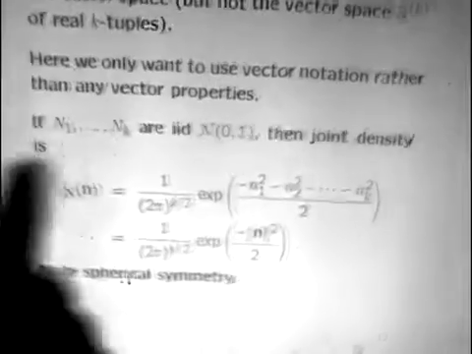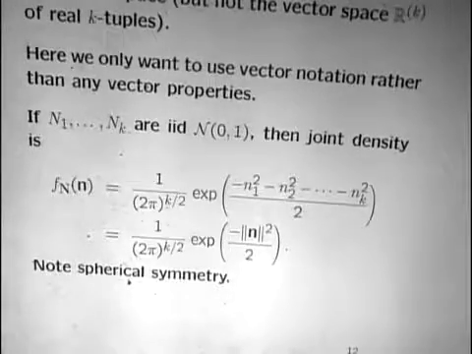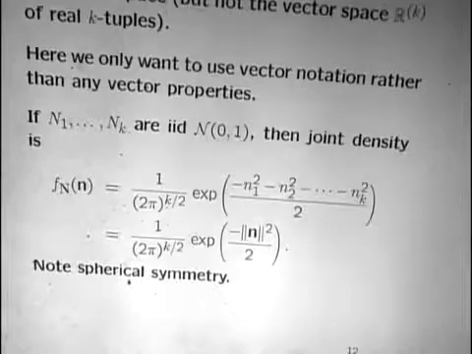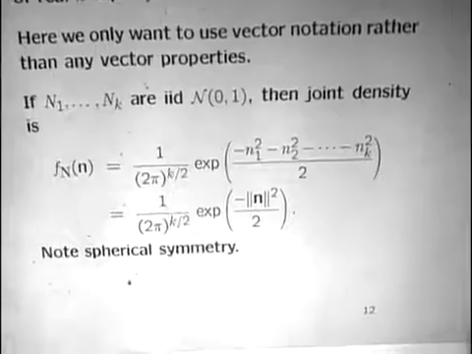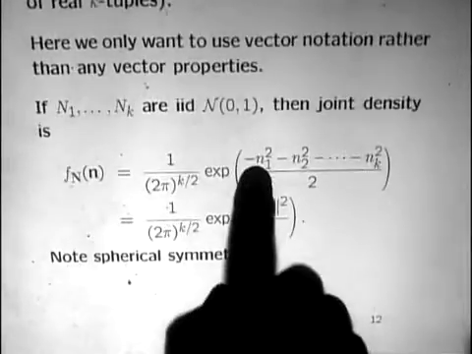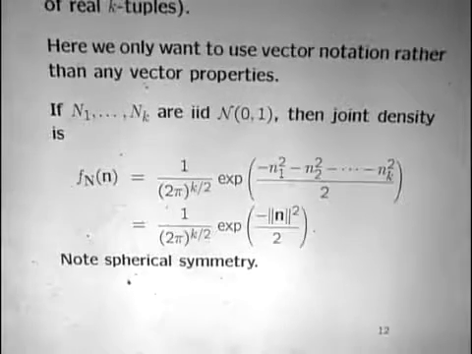The joint density of them is what? Well, you know what the joint density is. If they're independent and they're all the same, you just multiply their densities together. So it's 1 over 2 pi to the k over 2, e to the minus n1 squared minus n2 squared and so forth, divided by 2.